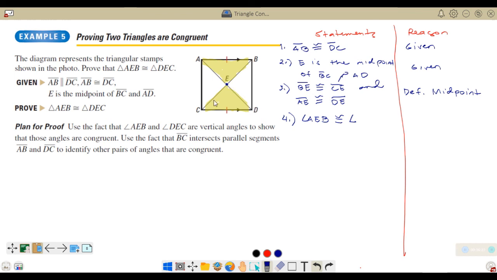CED or DEC. Later I will say why I used DEC instead of CED. It's possible, they're the same. They're both angle E, but I want to be specific about our DCE. DEC. So this is through the vertical angles theorem. According to the vertical angle theorem, if two angles are vertical angles, then they are congruent.